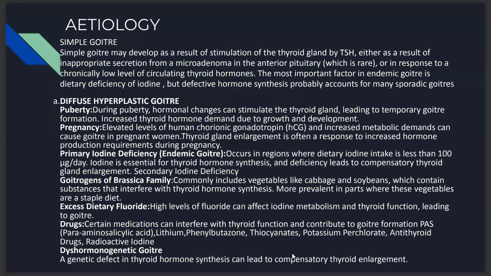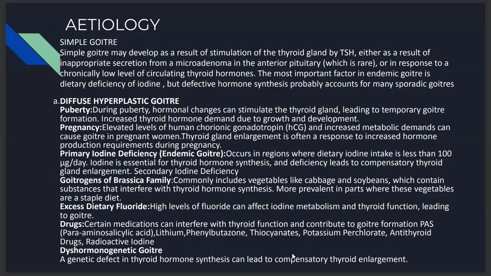Under the etiology, a simple goiter may develop as a result of stimulation of the thyroid gland by thyroid-stimulating hormone, either as a result of inappropriate secretion from a microadenoma in the anterior pituitary, which is rare, or in response to a chronically low level of circulating thyroid hormones. The most important factor in endemic goiter is dietary deficiency of iodine, but defective hormone synthesis probably accounts for many sporadic goiters.